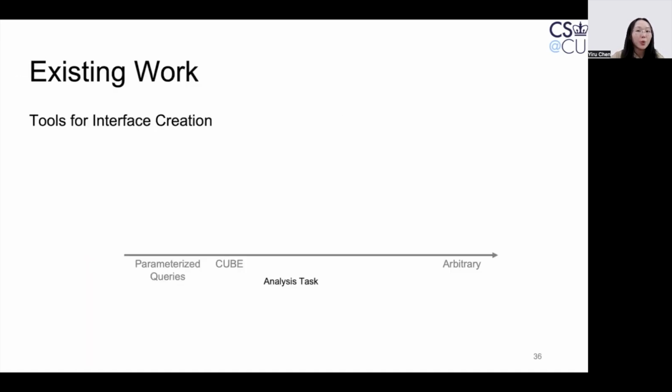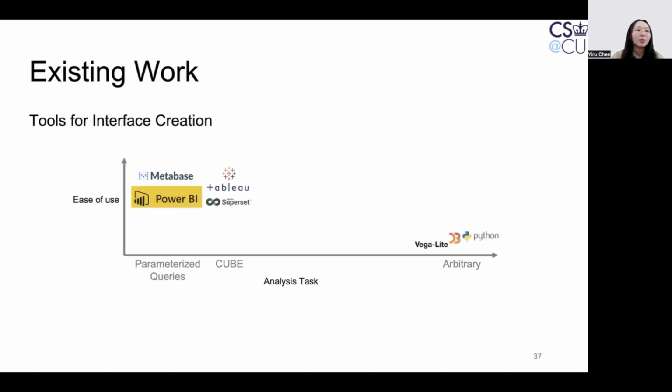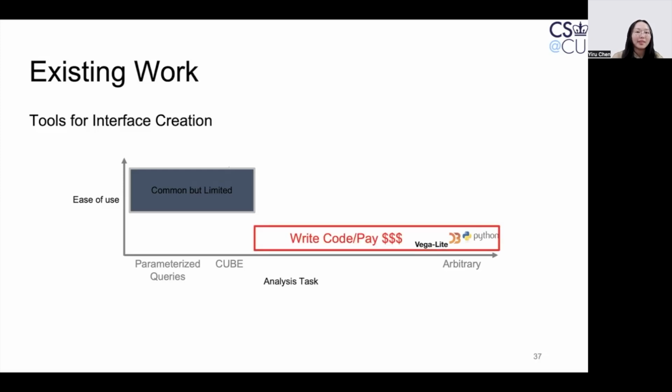And if we look at the tools available for creating new data interfaces, we can categorize them by expressiveness on the x-axis and how easy it is to create them on the y-axis. Tools like Power BI, Tableau, Metabase, Superset make it easy to build interfaces that basically parameterize the query for data cube operations, which are common but limited. But if you want anything more complex towards the right, then you enter the world of writing a lot of code or hiring a programmer. There are libraries to help, but it is still too difficult or expensive for the vast majority of potential interfaces that have not been created.